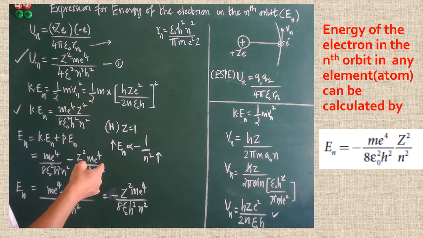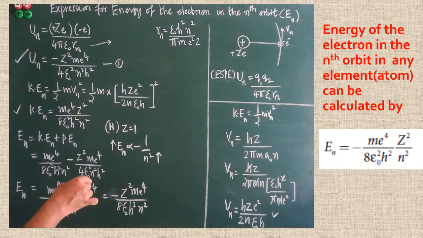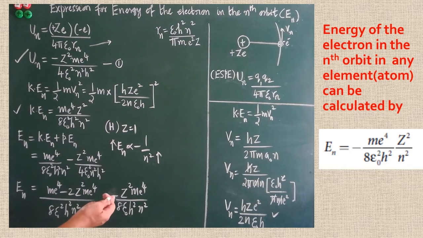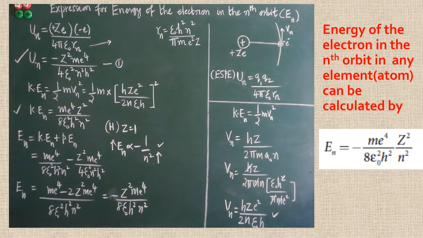Are you clear? So, the electron in the first orbit possesses lesser energy. If you go to the second orbit, n is equal to 2. Therefore, the principal quantum number increases. The energy of the electron in the second orbit also increases. So, that is the important conclusion that must be arrived at.